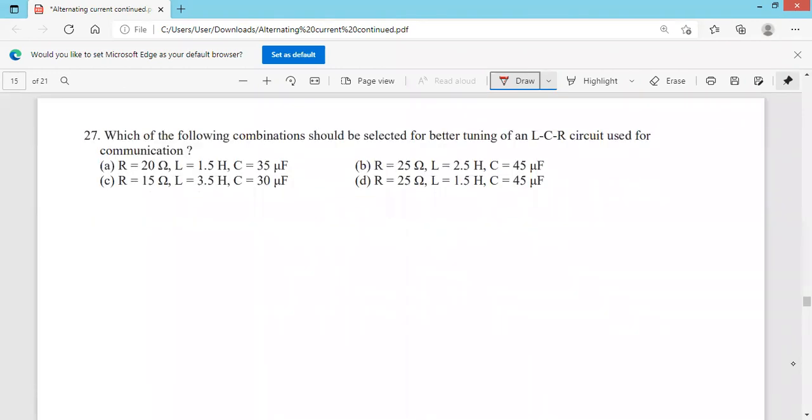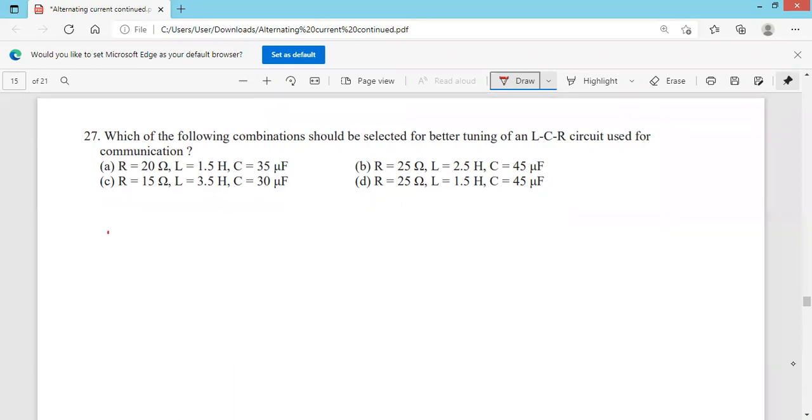Next one. Which of the following combinations should be selected for better tuning of the LCR circuit? This is decided by using the quality factor. If the quality factor is more, then it is selected, and the tuning is good. If the quality factor is less, tuning is less. Therefore, it will be selected on the basis of the quality factor. So first calculate the quality factor for all these options.